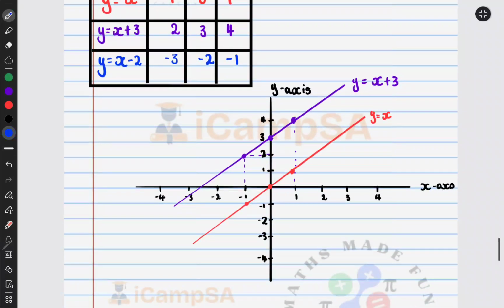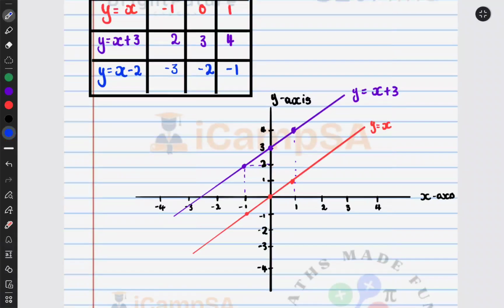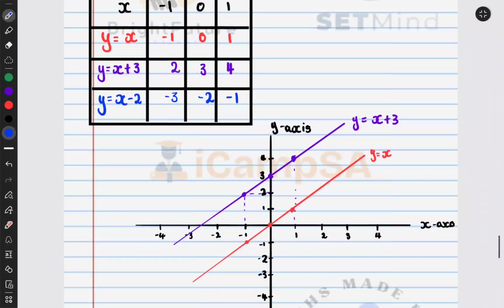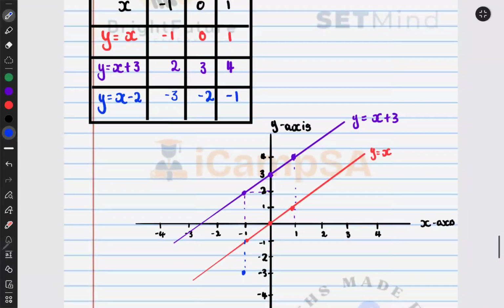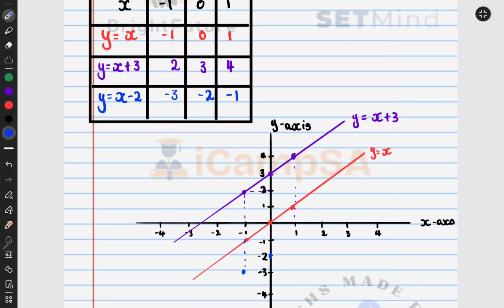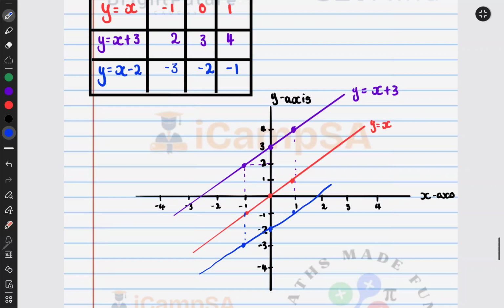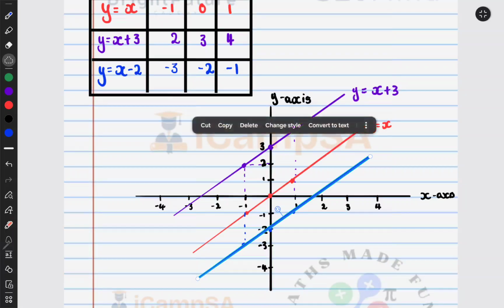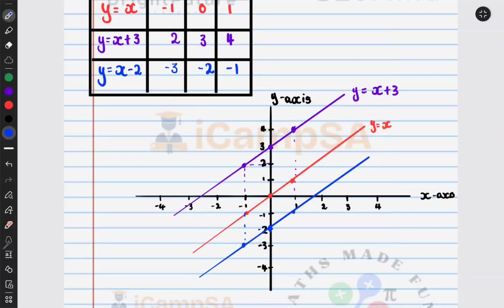Let's go ahead and do y is equal to x minus 2. Okay, so where x is equal to -1, y is equal to -3 here. Where x is equal to 0, y is -2, where x is equal to 1, y is -1. And then we join the points. And this function is the one for y is equal to x minus 2.